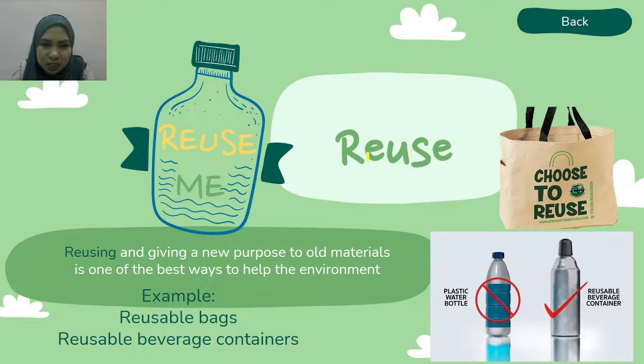Guna semula. Reusing and giving a new purpose to old materials is one of the best ways to help the environment. Examples: reusable bags. Okay, this is example of reusable bags, where we can use the bags again and again.